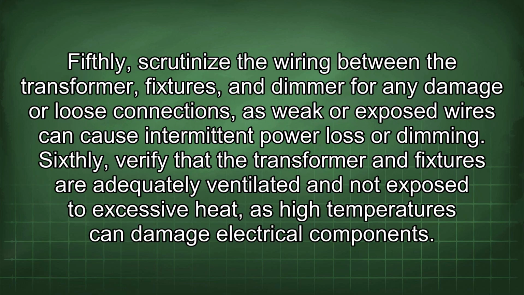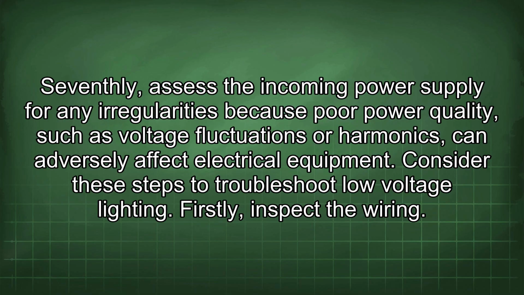Fifthly, scrutinize the wiring between the transformer, fixtures, and dimmer for any damage or loose connections, as weak or exposed wires can cause intermittent power loss or dimming. Sixthly, verify that the transformer and fixtures are adequately ventilated and not exposed to excessive heat, as high temperatures can damage electrical components. Seventhly, assess the incoming power supply for any irregularities, because poor power quality, such as voltage fluctuations or harmonics, can adversely affect electrical equipment.